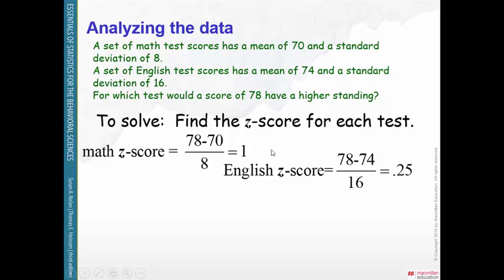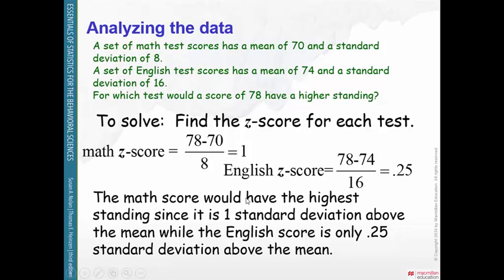So the question is, which test result would you be happier with, your math or your English? Well, the math score would have the highest standing since it is 1 standard deviation above the mean. The English test score is only 0.25 standard deviations above the mean. So in each case you scored above the mean, but in your math, that was 1 standard deviation above the mean, with English only 0.25 standard deviations above the mean. So you should be happier with your math test.